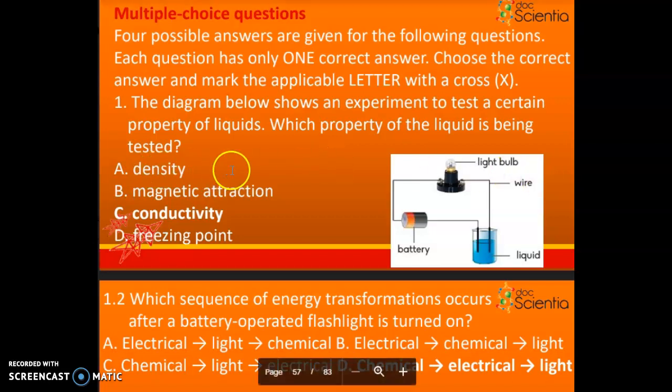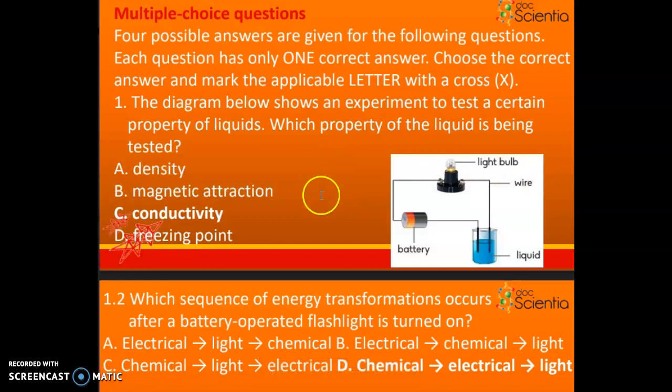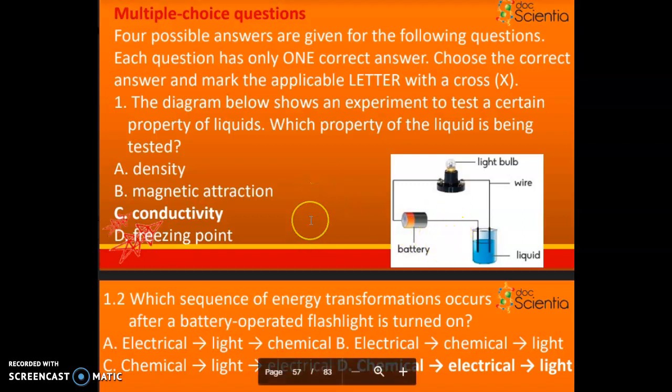So this is A, density, B, magnetic attraction, C, conductivity, or D, freezing point. Yeah, conductivity, because water is also a conductor. So electricity will flow through the water into the other wire, and that's how the whole process is connected. So when you take this out, then it will be an open switch, and if you put it back, the electricity will flow again.